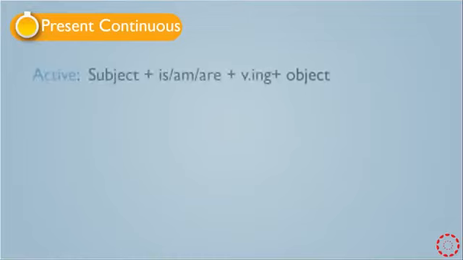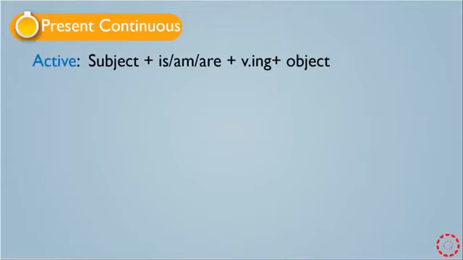At the beginning, we have to know the active form of present continuous. As we see here, we have subject and then we have verb to be, is, am, are, and then we have verb ing, and then we have object. We change this active form to the passive form. How? Let's see.